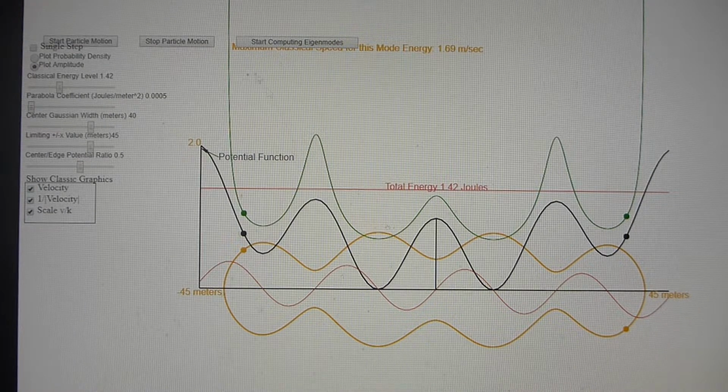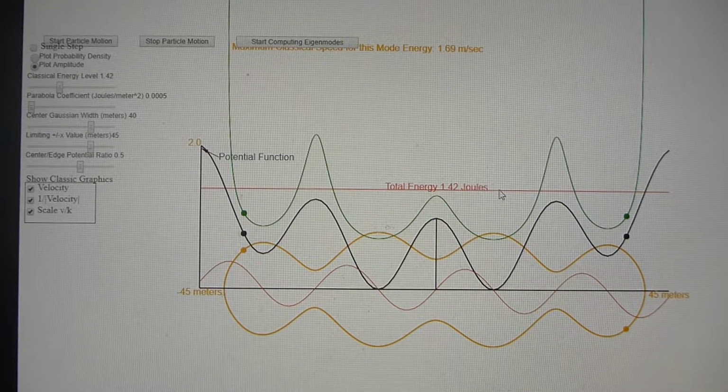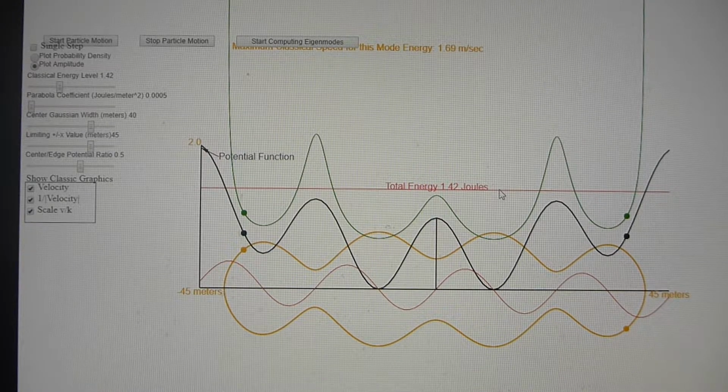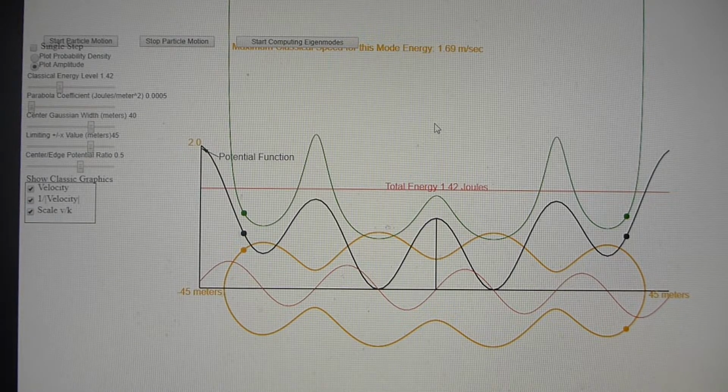I also show the velocity versus position of a particle that we've put in this potential well. In this case, the energy of the particle is here at the red line, which must be 1.42 joules. For this calculation, I'll have the Planck constant, h bar, be 1 kilogram meter squared per second, and the mass will also be 1 kilogram. So it's a very simple calculation that way.